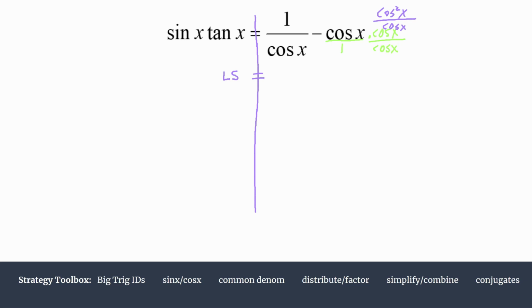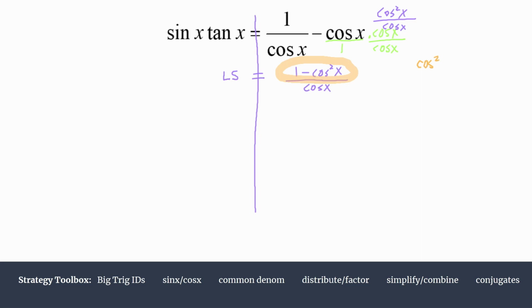And let's go ahead and combine this into a single term since we have the common denominator. So we have 1 minus cosine squared x all over cosine x. Now let's pause to assess. Looking at the numerator, that's usually where we see things happening when we get a common denominator. We should recognize the numerator, the whole numerator, is actually part of our Pythagorean identity, cosine squared plus sine squared equals 1. It's just a rearranged form of it.